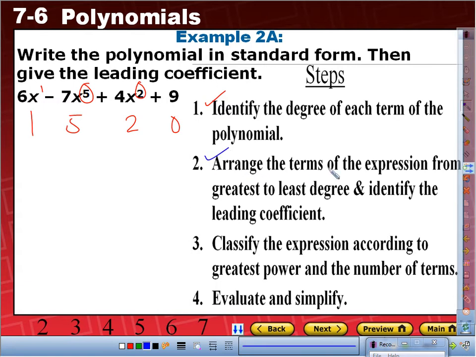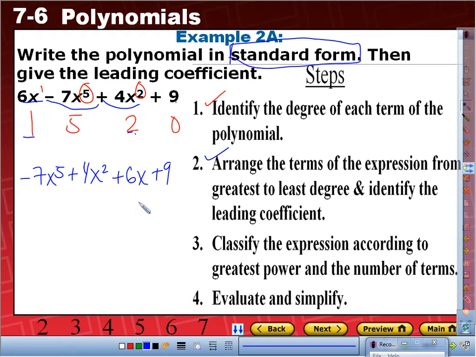Step 2, arrange the terms of the expression from greatest degree to least degree. Which is the greatest degree here? 5. So therefore, I'm going to write this one first, which is negative 7x to the 5th. The next one down from there is 2, so this one is plus 4x squared. From there, which one's next? The 1. So therefore, I'm going to write plus 6x. Why did I write a plus? Because this is a positive 6. And then the last one is plus 9. Once we arrange it from greatest to least degree, that is called standard form.